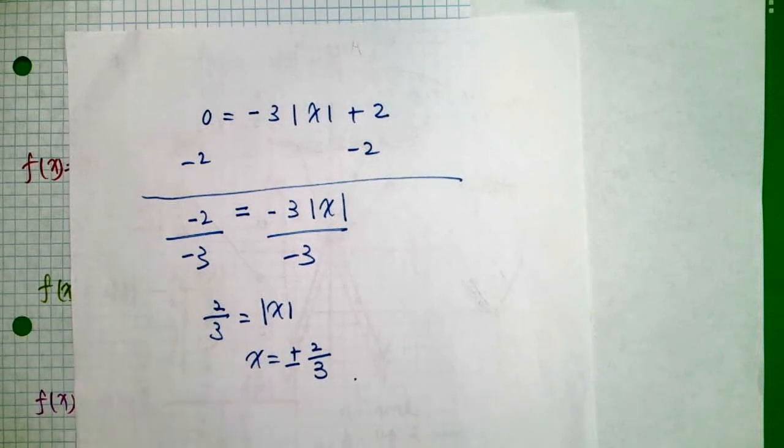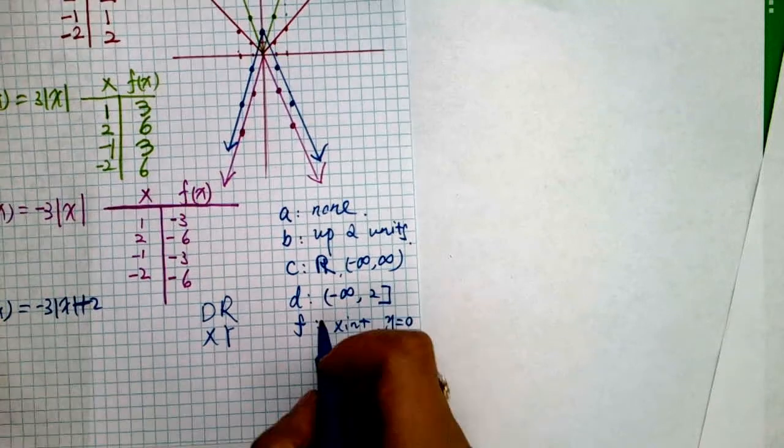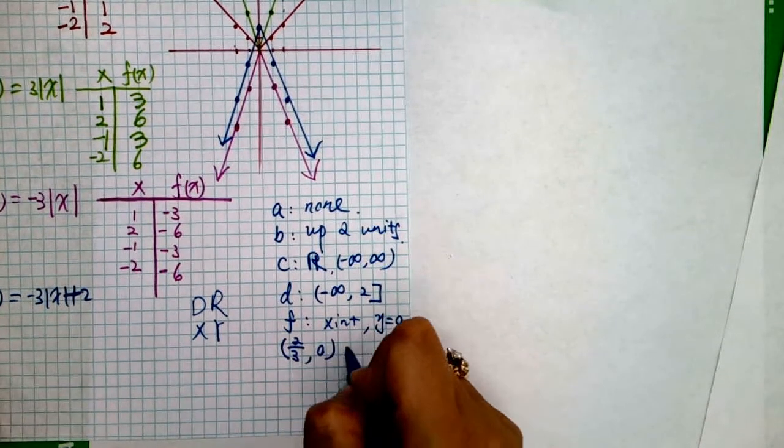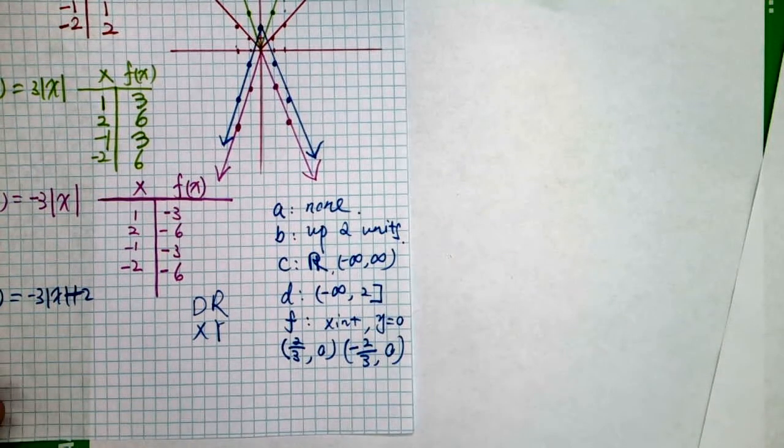That is our intercept. Okay, our intercepts on the x-axis will be (2/3, 0) and (-2/3, 0). All right, that's question F.